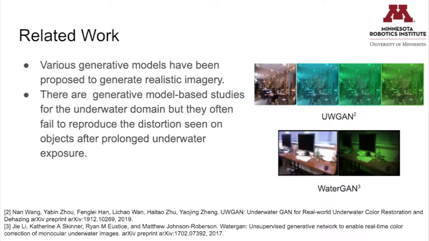Various generative models, including VAE and GAN, have been proposed to generate realistic imagery. To generate realistic underwater images, there are generative model-based studies, but they often fail to reproduce the distortion seen on objects after prolonged underwater exposure. Methods such as UWGAN and WaterGAN, as shown on the right, successfully generate water-distorted images. However, distortion of the shape of objects is rarely noticeable.